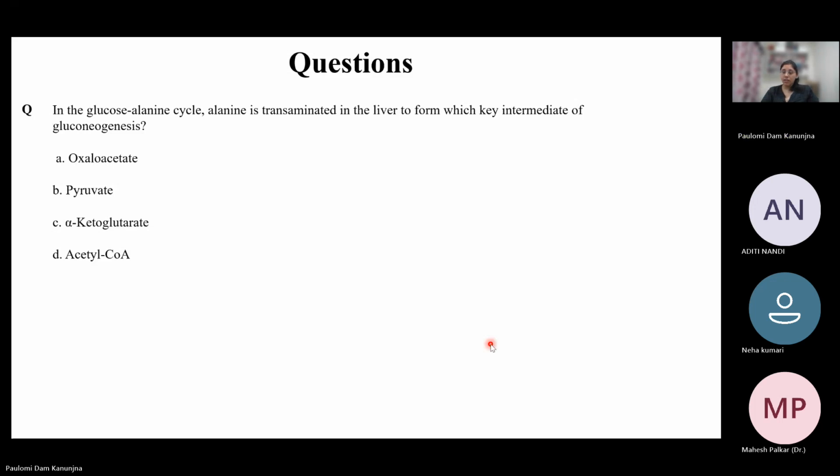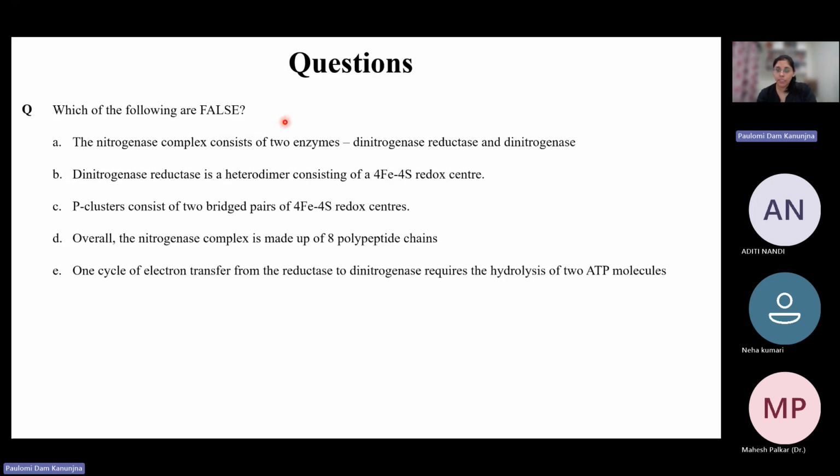Pyruvate. C. C is alpha ketoglutarate. Okay. B. Pyruvate. So it says when alanine is transaminated, what is the key intermediate of gluconeogenesis, right? That's pyruvate. There are multiple key terms here that you have to identify to get the answer. One is transamination of alanine, and second is gluconeogenesis. Let's go back to the figure instead of me trying to make you imagine.